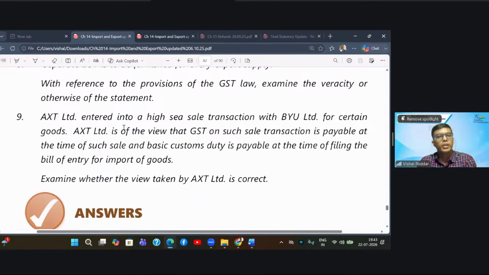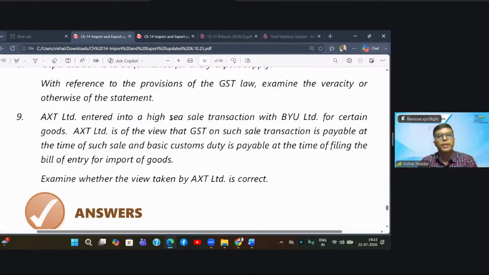Let us go to one more case, students. So AXT entered into a high sea sale transaction with BYU for certain goods. Now AXT is of the view that GST on such sale transaction is payable at the time of such sale, and the basic custom duty is payable at the time of filing of bill of entry.